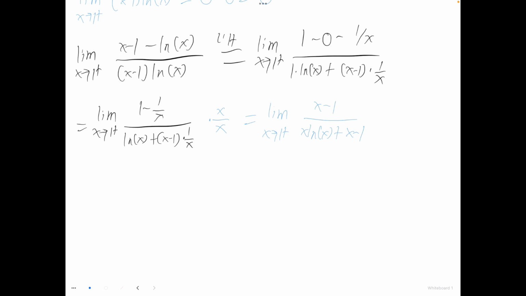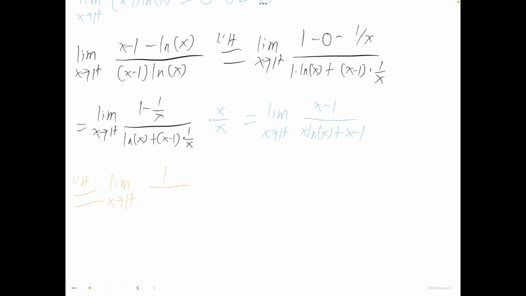The top is still going to 0, and if you plug in 1 in the bottom, you see that you get 1 times 0 plus 1 minus 1. So it's still going to be a 0 over 0 form. So we're going to use L'Hopital's rule once again. So using L'Hopital's rule a second time, we're going to get 1 as the derivative in the top.